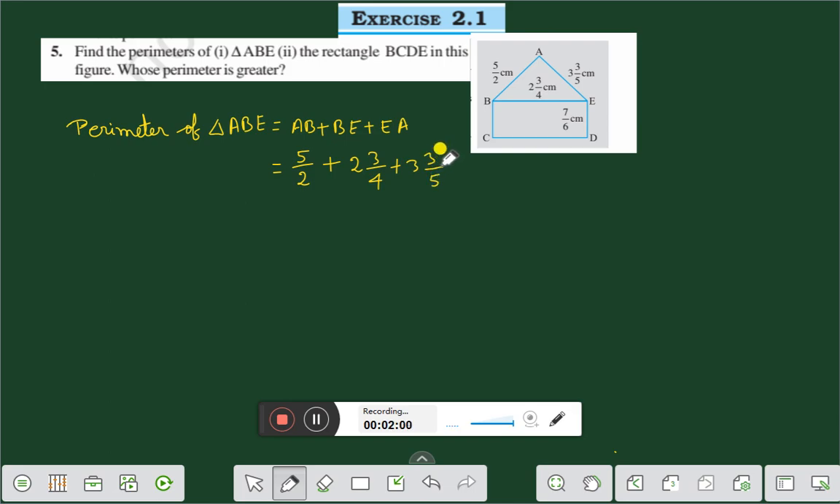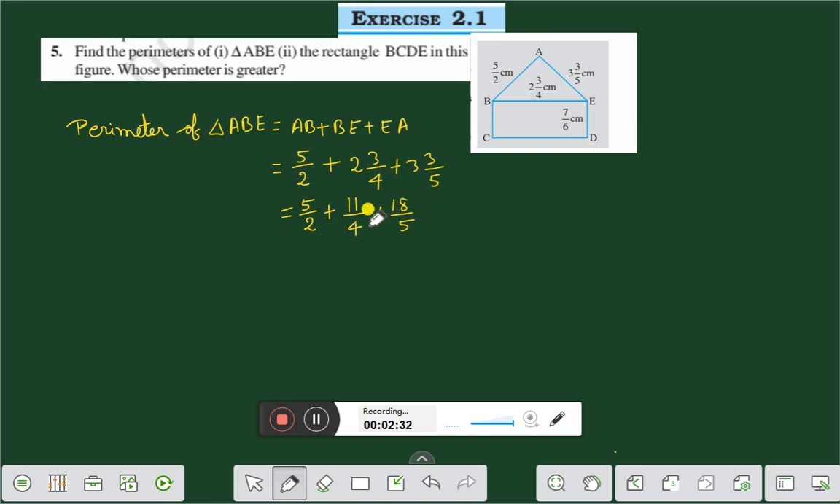Now we'll add all the numbers, right? Let us add all the numbers. That is, it is 5 by 2 plus, here 2 into 4 is 8 plus 3 is 11, 11 by 4, plus 3 fives are 15 plus 3 is 18, 18 by 5.